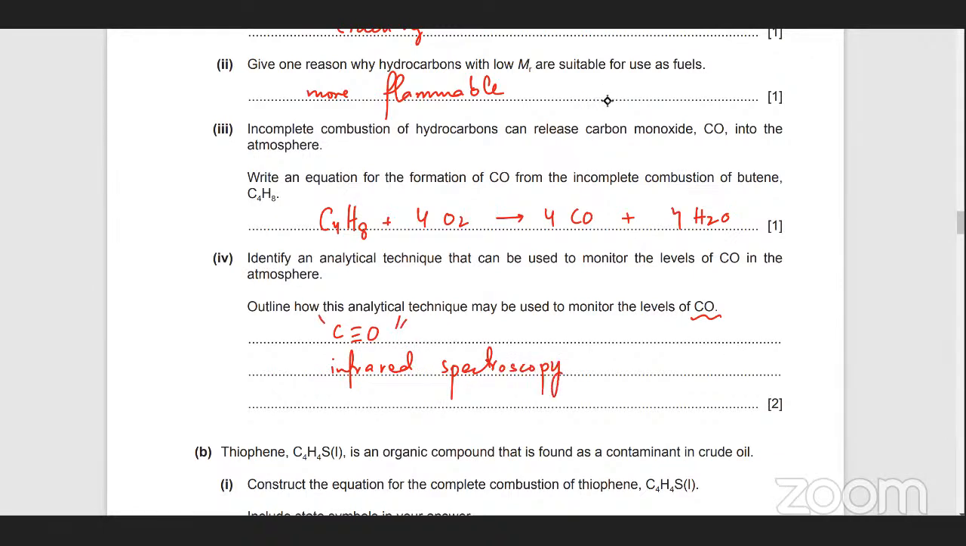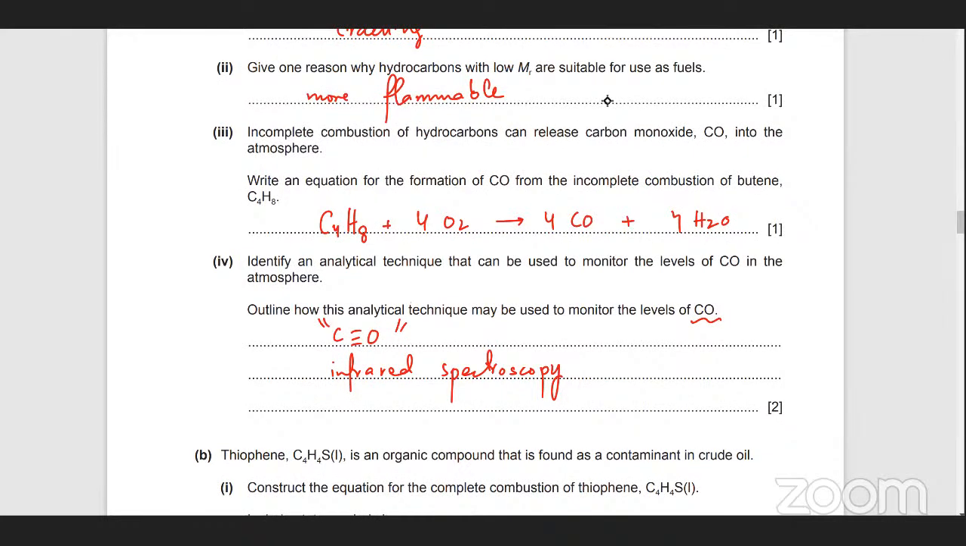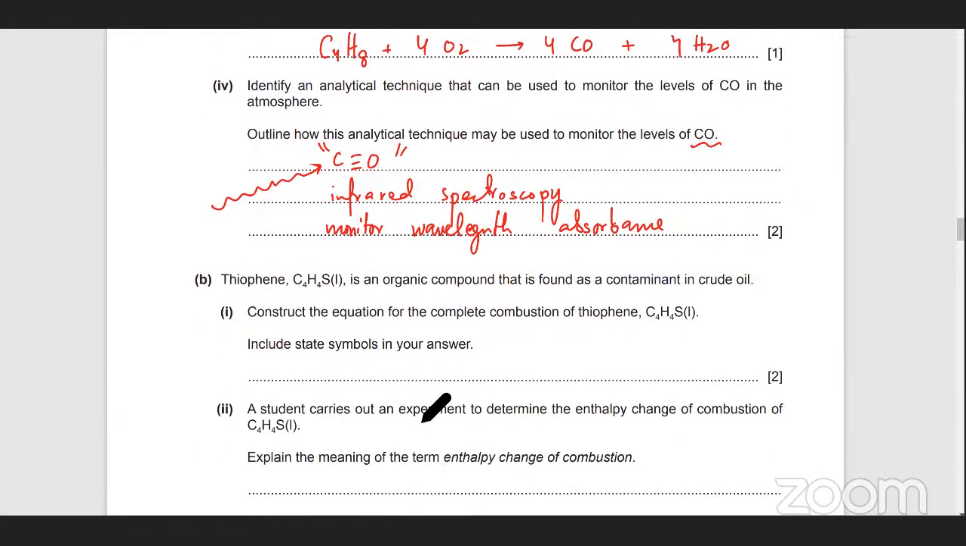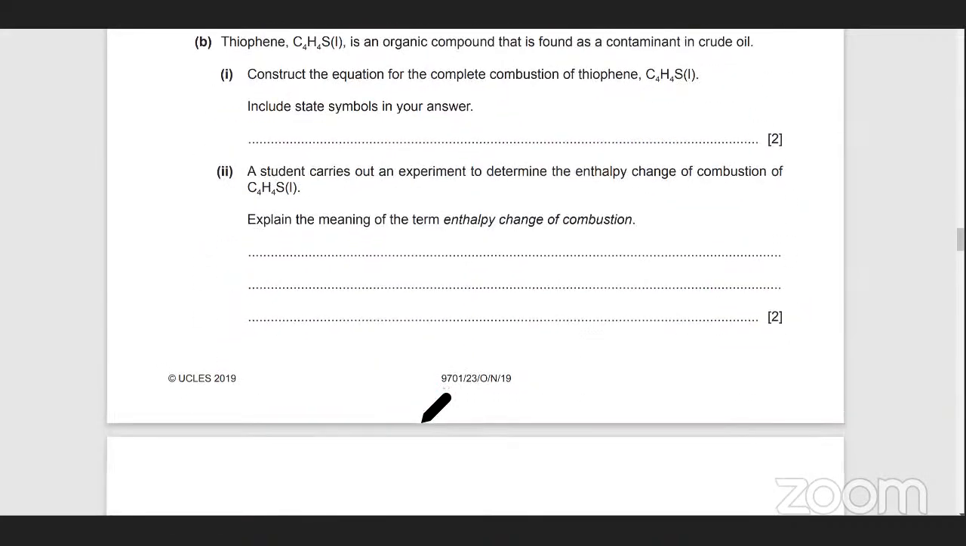In infrared spectroscopy, the bonds vibrate by absorbing frequencies from the infrared region. So you're going to monitor the wavelengths. You're going to monitor wavelength absorbance. If the absorbance of the carbon triple bond oxygen is very high, that means there's a lot of carbon monoxide. If it is very low, that means there's very few carbon monoxide molecules. Okay? Is this clear?